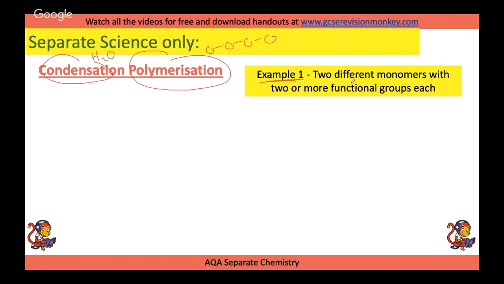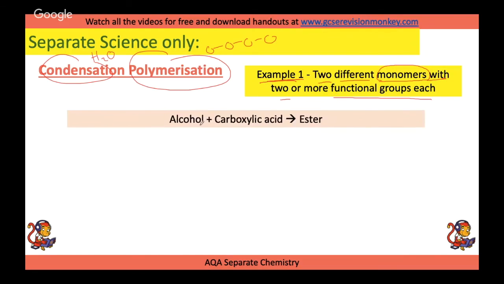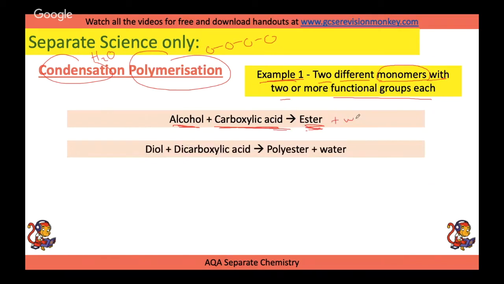In example 1, we are going to use 2 different monomers with 2 or more functional groups. So addition polymerisation just had 1 functional group and was the same monomer. So that's the difference. So for example, previously we said that an alcohol and a carboxylic acid reacts to make an ester and water. Okay, but it's making the ester. In this case, add that bit on. In this case, we are looking at 2 different monomers, each with 2 or more functional groups.